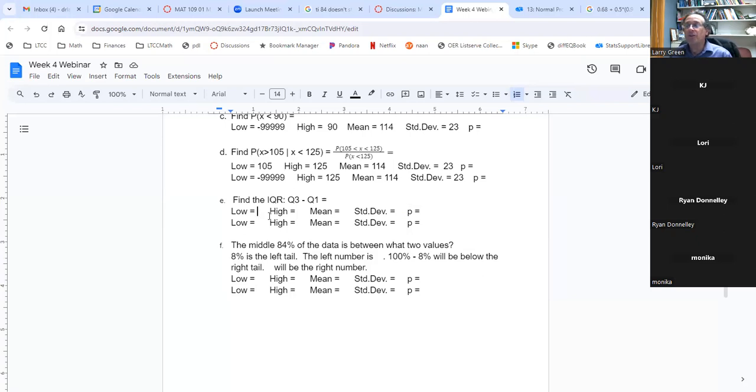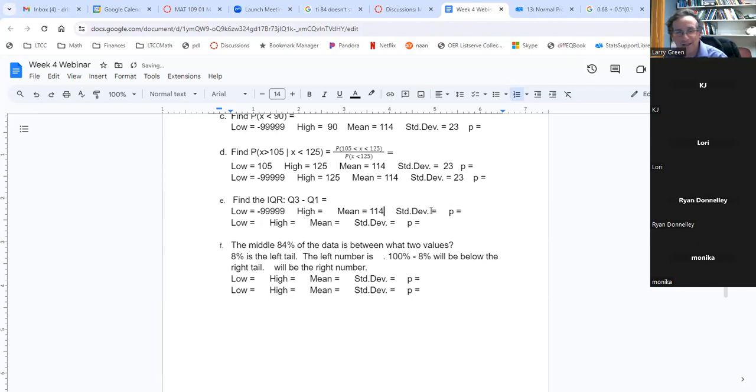So if we're talking about lower than the third quartile, what's the lowest value lower than the third quartile? Yeah, that'd be negative infinity, or negative and then a bunch of nines. What's the highest value lower than the third quartile? Yeah, the lowest value is about negative 99999. The highest value we don't know. That's the one we leave blank. Remember, we got to leave one blank.